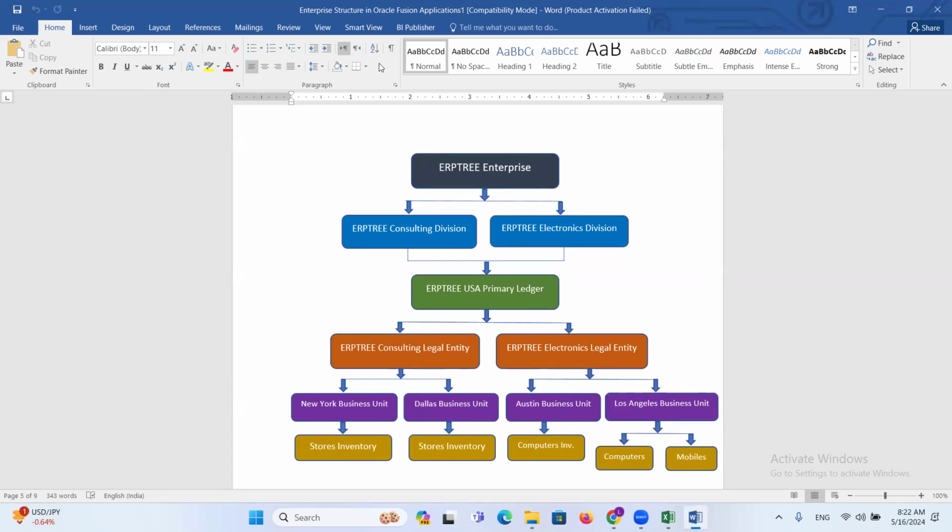Or else their registration may be in a different location, but their business operations could be in these two locations. It could be the same or different, but not based on the registration address. We create the business unit.